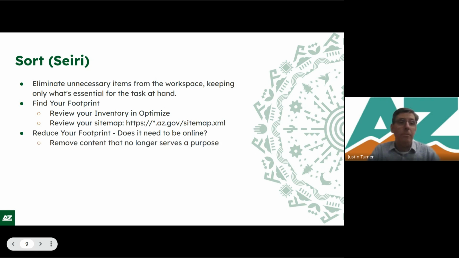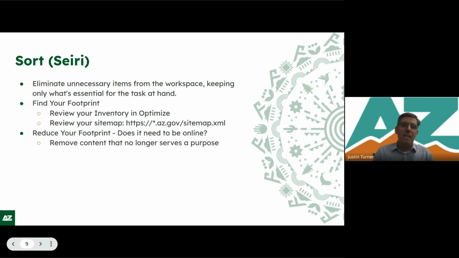So the Optimize tool has a feature called Inventory that will show you all of the different web pages from its perspective that you have online. If you're in one of the agency platform websites provided by ASET, if you visit your site URL /sitemap.xml, you can see every page published on your website. That's your online footprint. That's all the different pages you have online.